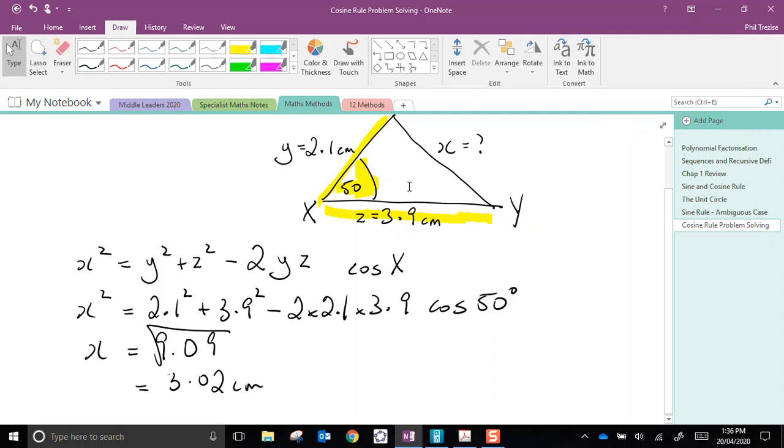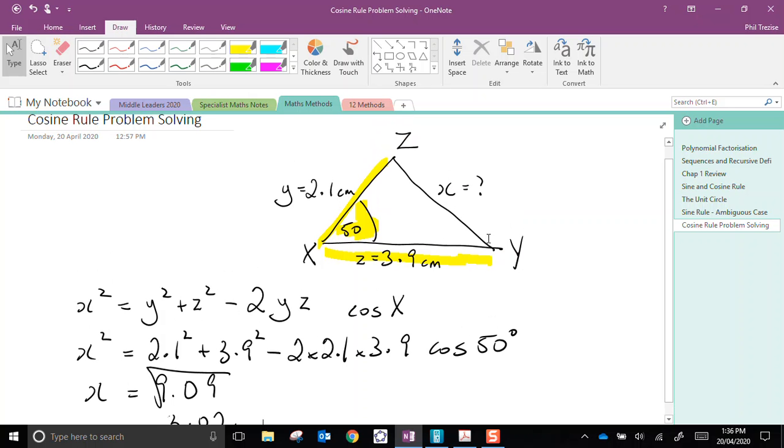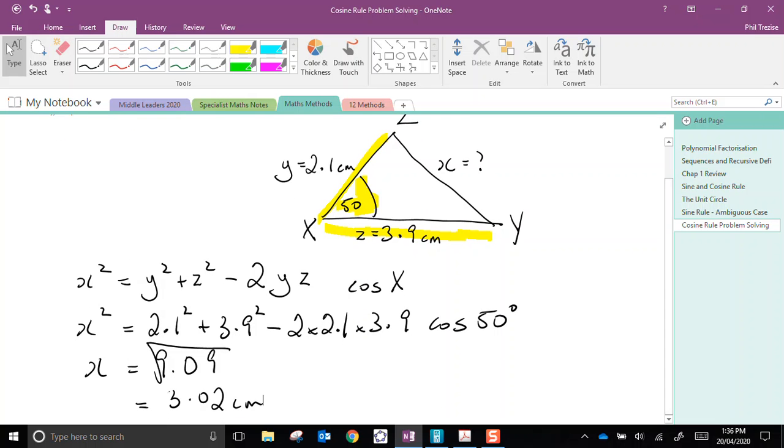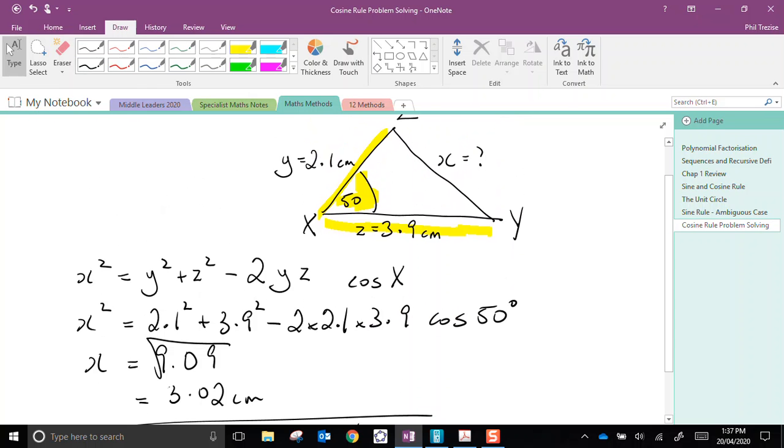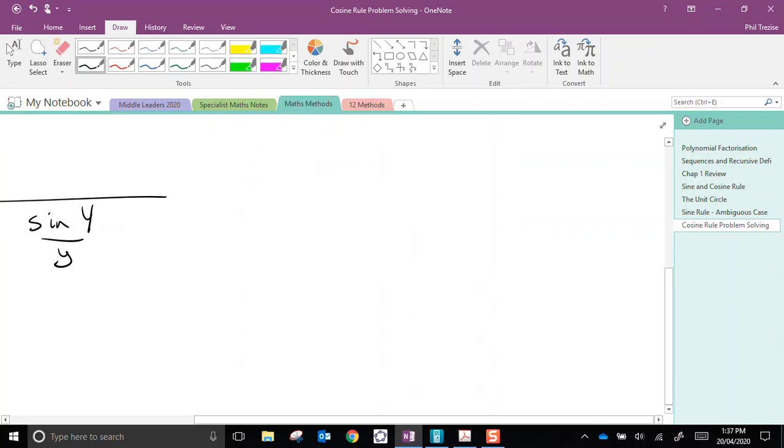Now I haven't solved the triangle by any means. I've found the unknown edge, x. To solve the triangle completely, I need to know both of these angles. So that's a job for the sine rule. Let's continue then. So the sine of x over x, let's go with sine of y over y. Now I must of course start with one of the angles that I do know, so I'm searching for this unknown angle down here, aren't I?